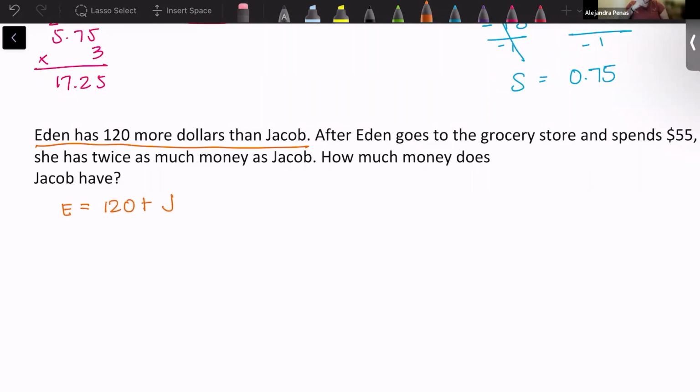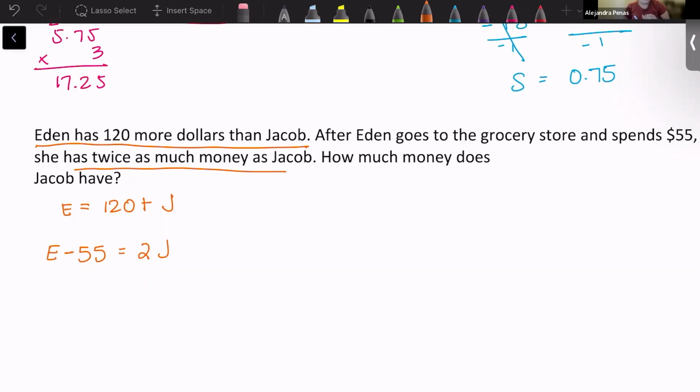Exactly. Now it says after Eden goes to the grocery store and spends $55. So we're going to have to subtract 55 from Eden because she spent $55. And now that equals twice as much as Jacob. So she just has 2 times the amount Jacob has. All good?